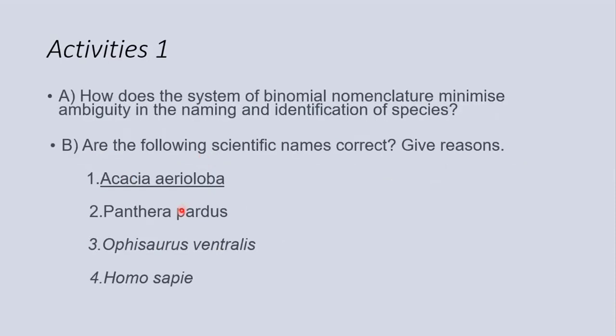These names are assigned only to one species, so there is Acacia arilobа. Obviously, there are different individuals in the population of this Acacia, there are many of them, but the name is simply unique. There's also Panthera pardus. It's unique to itself only.